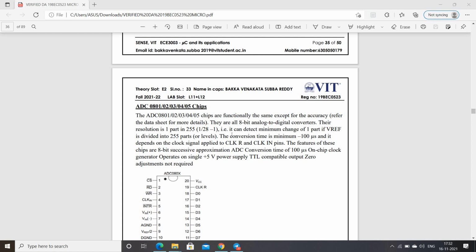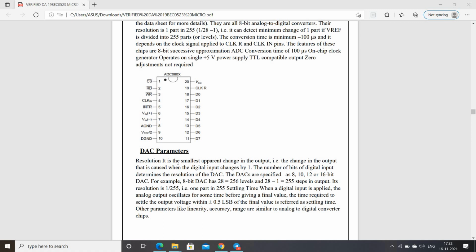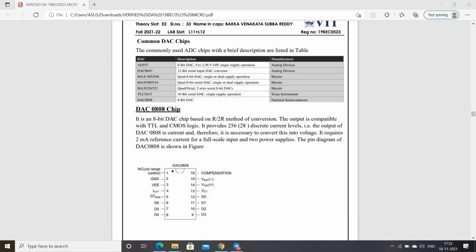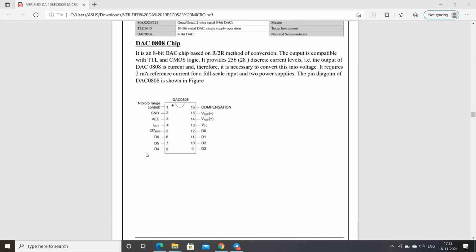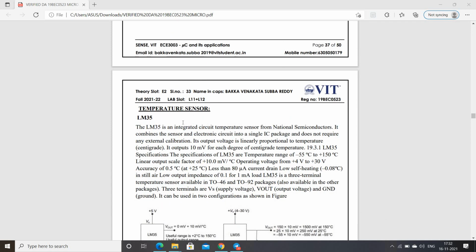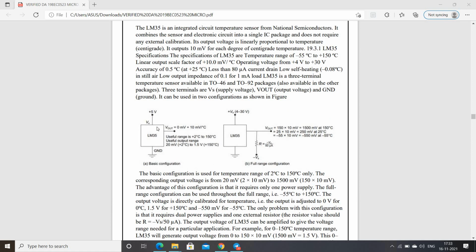So here are the ADC 0801, 02, 03, 04, 05 chips, and the diagram you can also see here. And the DAC parameters and common DAC chips, the DAC 0808 chip and its diagram, you can see here. And the temperature sensor LM35, and this is the basic configuration of LM35 and the full range configuration of LM35.